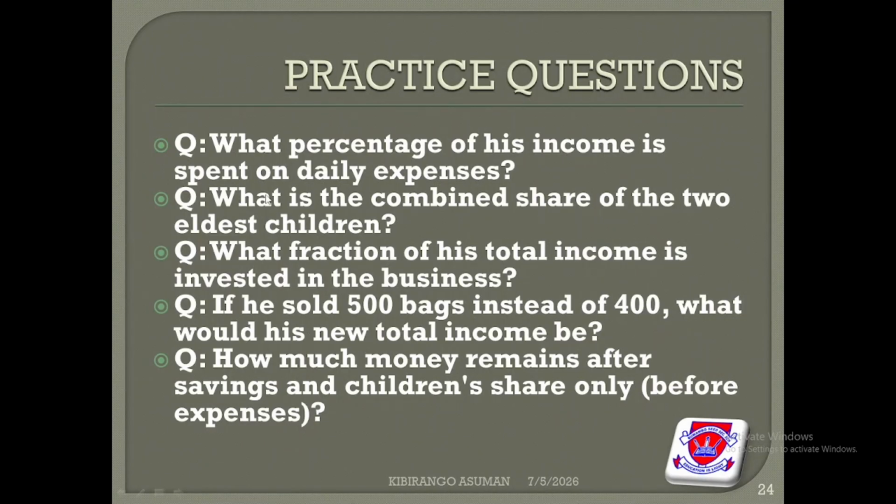What is their combined share? You're going to find them out. And what fraction of his total income is invested in the business? We're going to find out the fraction of total income that is in the business. And if he sold 500 bags instead of 400, what would his new total income be? And how much money remains after savings and children's share only, before the expenses?